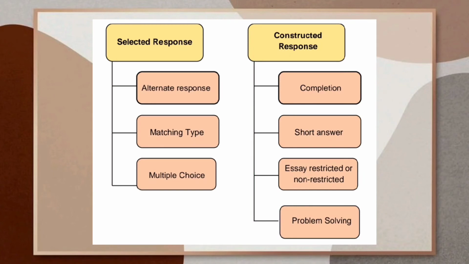Here are the two groups of written tests that include the basic examples. First is the selected response. Ang mga halimbawa ng selected response type of test ay ang alternate response, which is the true or false and yes or no, the matching type, and the multiple choice type. Second is the constructed response. Ang mga halimbawa ng constructed response type of test are the completion type, which is the fill in the blanks. Next is the short answer and the essay test and problem solving.